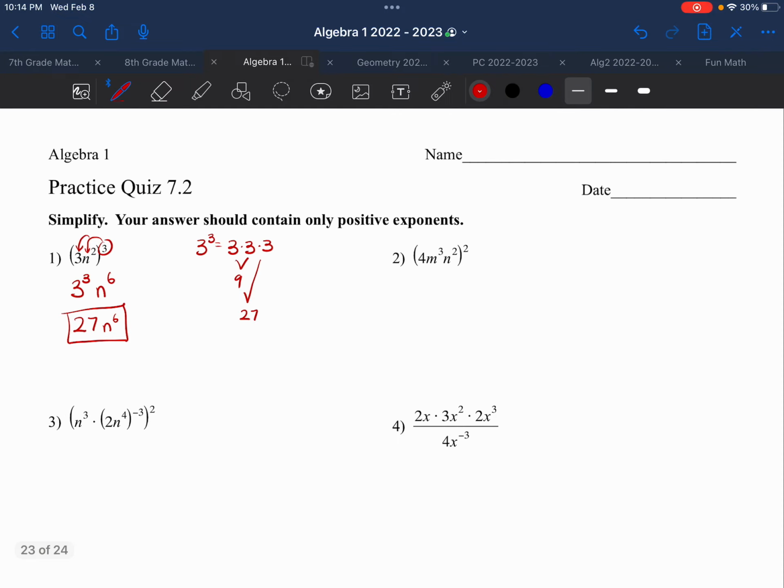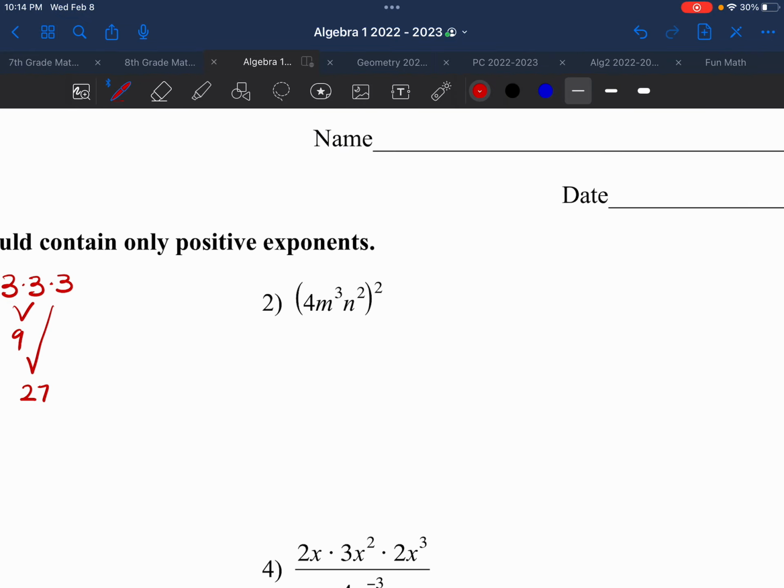And number 2, kind of the same thing, you're going to be distributing this 2 into all of the different bases. I have 1, 2, 3 different bases, so our new problem is going to be 4 to the power of 2, and again, because we're doing a power to a power, we're going to be multiplying. 3 times 2 is going to be 6, so this is going to be m to the power of 6. n to the power of 2 times 2, which is going to be 4.